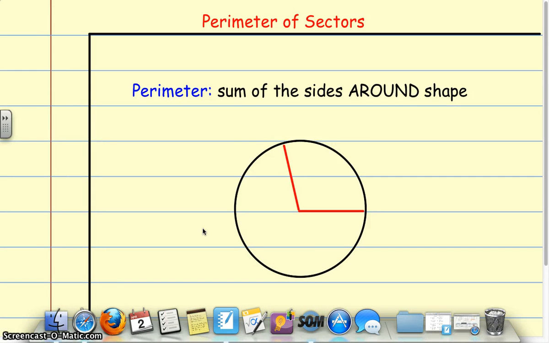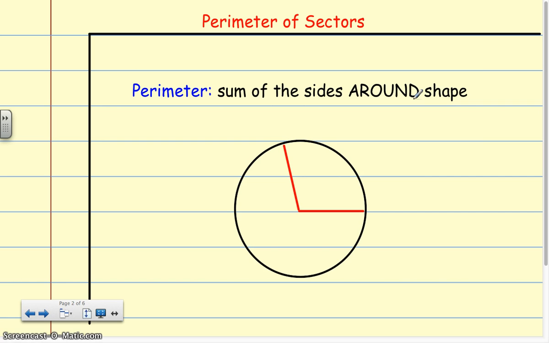All right, today we're going to talk about perimeter of sectors. Remember that perimeter means the sum of the sides around the shape. So when we talk about perimeter, we're talking about around. So if you look at a sector, if I wanted the perimeter, it would be around the circle region. And again, perimeter means the sum.